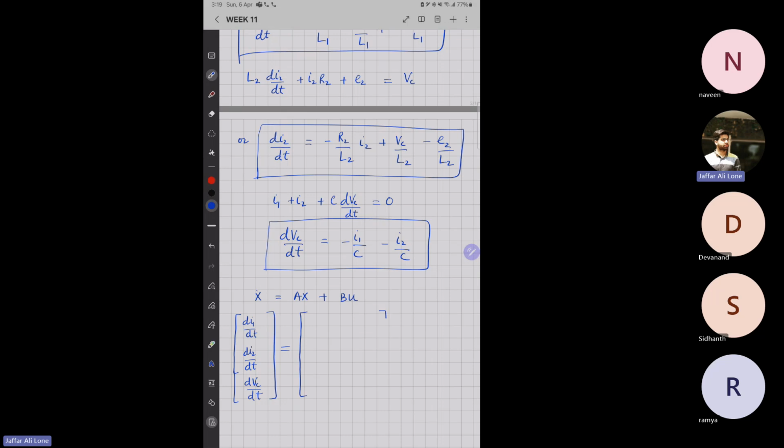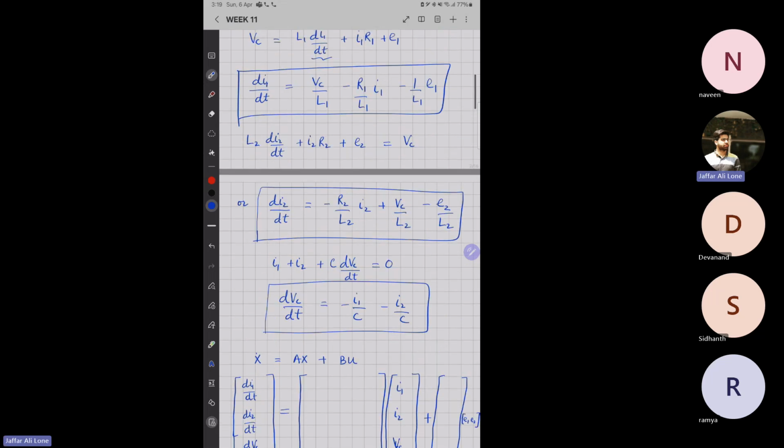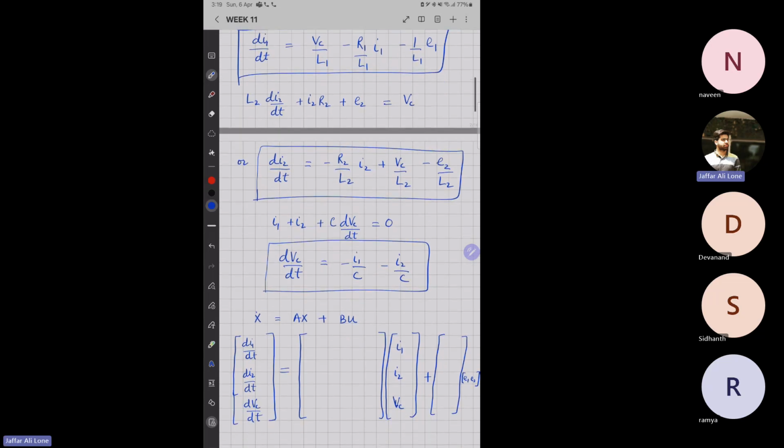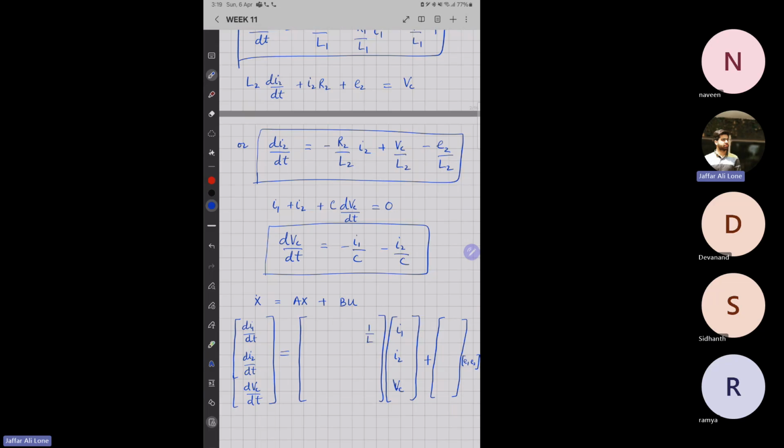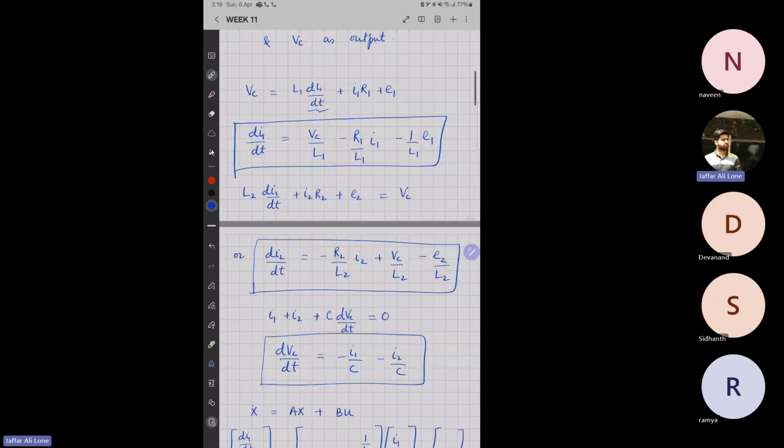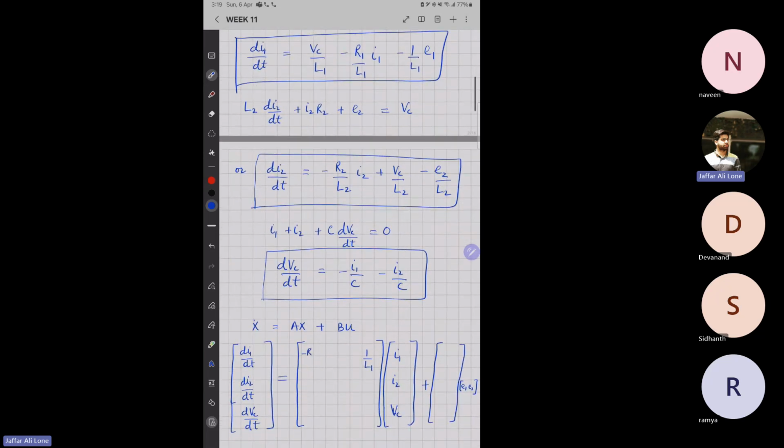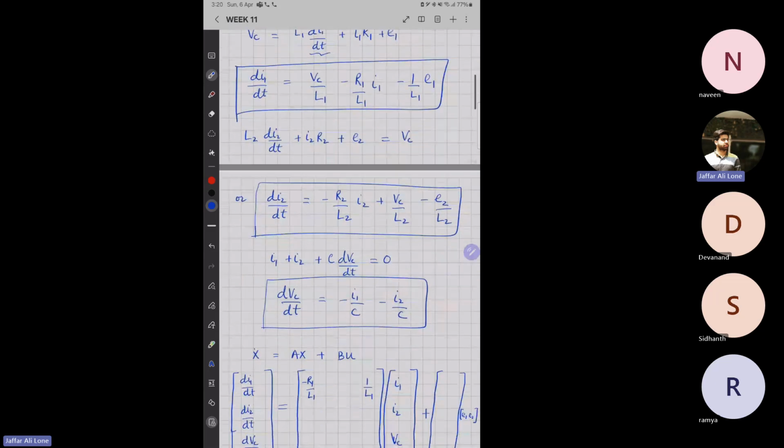Then I don't yet know what the A matrix is. And X is I1, I2, and VC. Then I don't yet know the B matrix, but I know my input is E1 and E2. Now, if you see equation number 1, we have 1 by L1 into VC in the di1 row, so I can write here 1 by L1. Then I have minus R1 by L1 I1, so I can write minus R1 by L1 for I1. Then minus 1 by L1 E1.